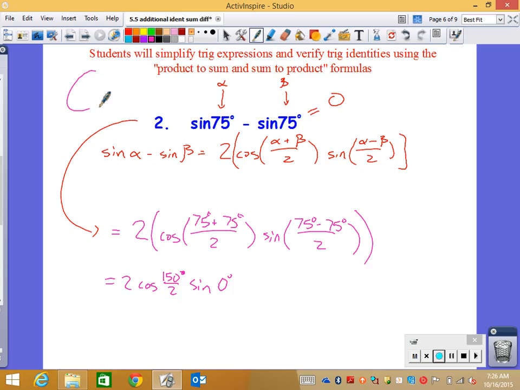Thinking back to my unit circle, more of like a unit oval, sorry about that. 0 degrees is, well, my starting point, and the sine of that is my y value there. So my y value here is going to be 0. So the sine of 0, that's just 0. Well, what's anything times 0? 0. So that is why the sine of 75 minus the sine of 75 is in fact 0.